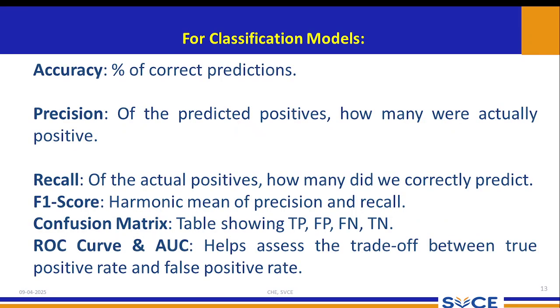With this note, I have completed the factors which need to be considered for regression modeling. For the second part, I'll continue with classification models, and the parameters which need to be tested, as with mean absolute error, root mean square error, and coefficient of determination, R square. For classification models, the accuracy, precision, recall, F1 score, confusion matrix, receiver operating characteristic curve and area under the curve are the factors which need to be considered.